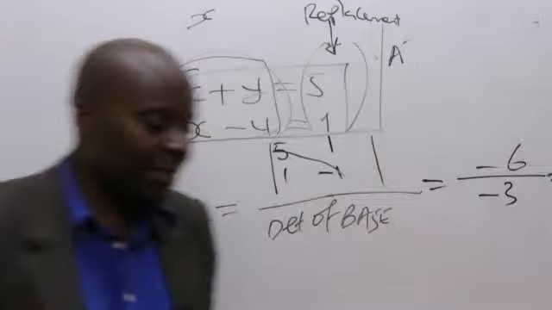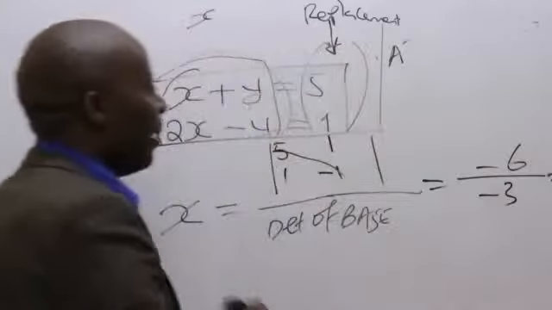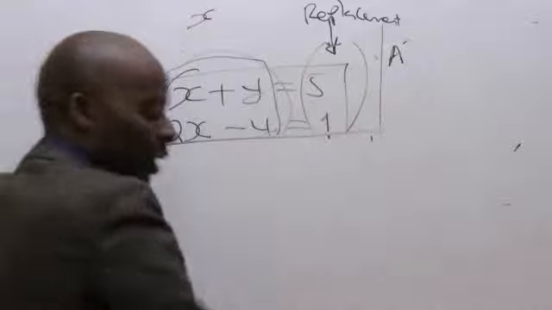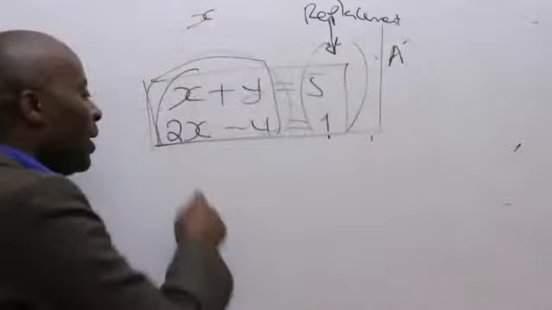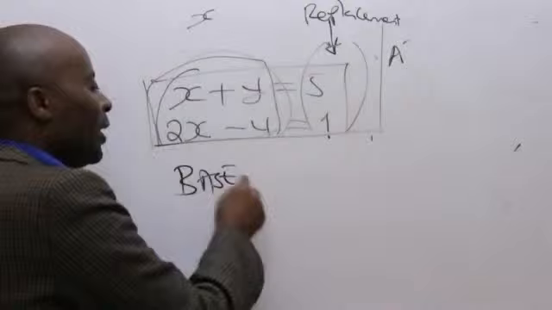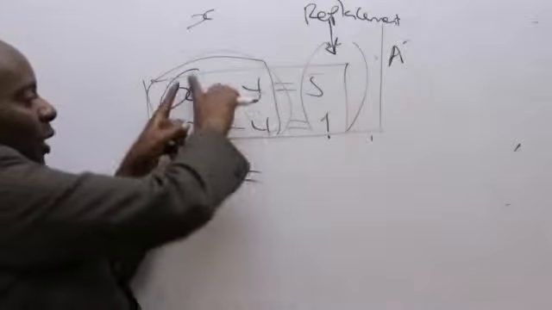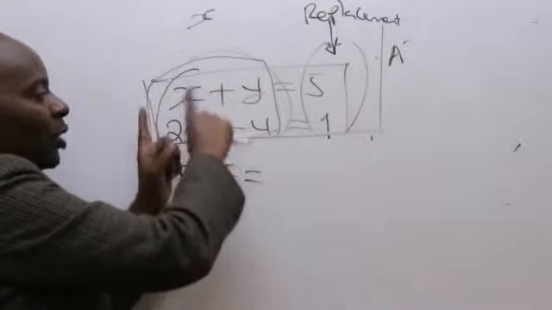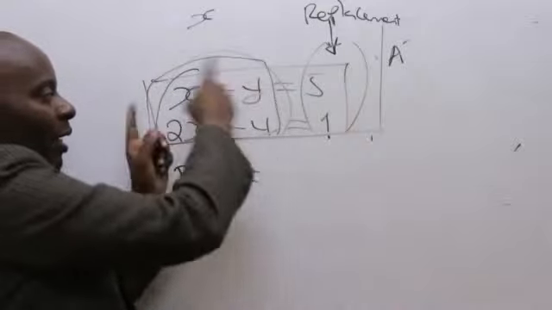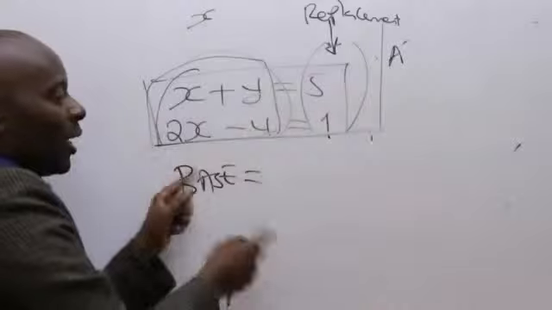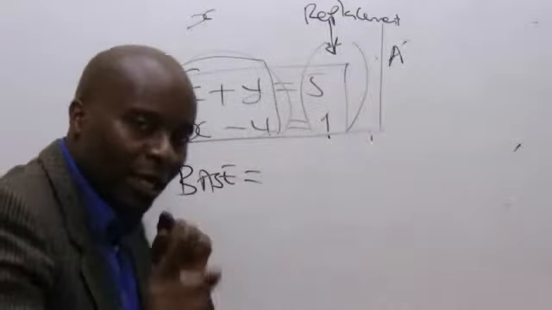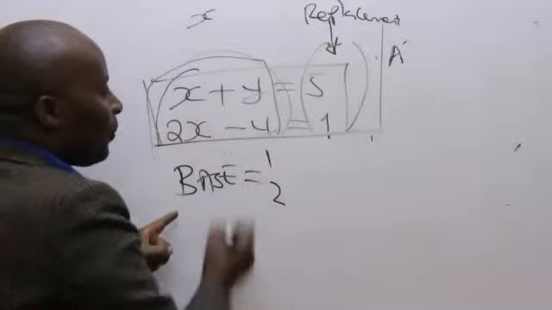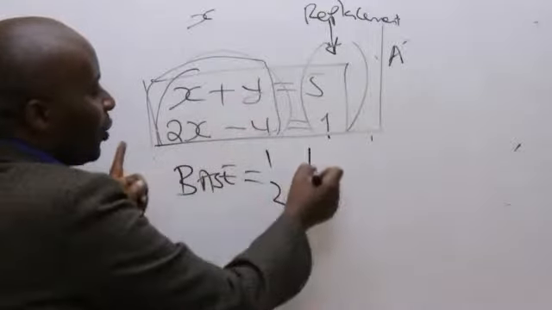Determinant of the base matrix. Remember, when we began this, we started by defining the base matrix. And the base matrix, we said, is constituted by what here? The coefficients of the unknowns, here the coefficients of x and y, those numbers that come before x and y. Like now here, I can see the first column is 1, 2, and the second column is 1 and minus 1.